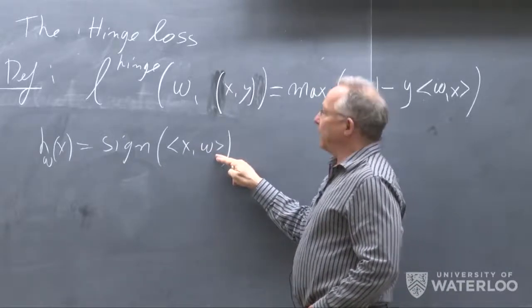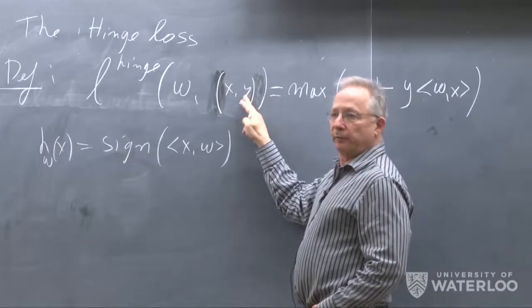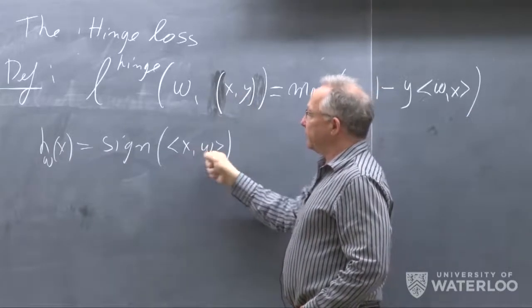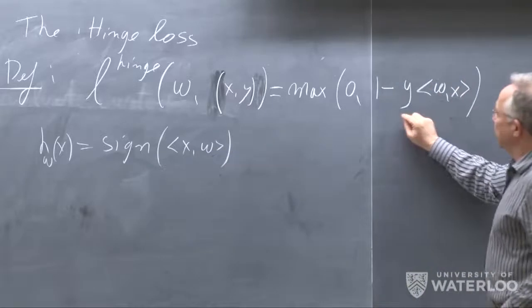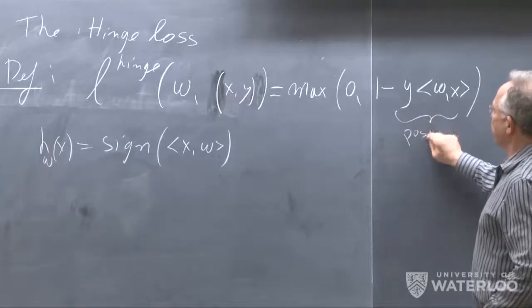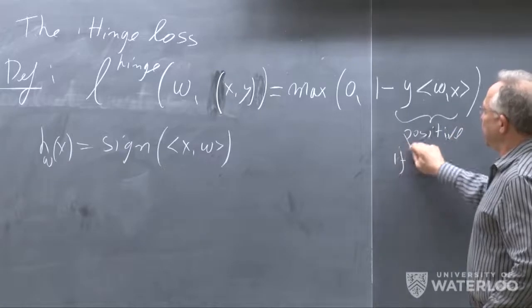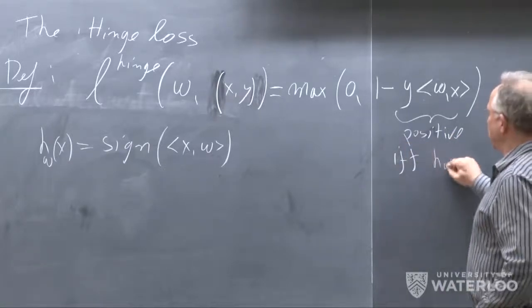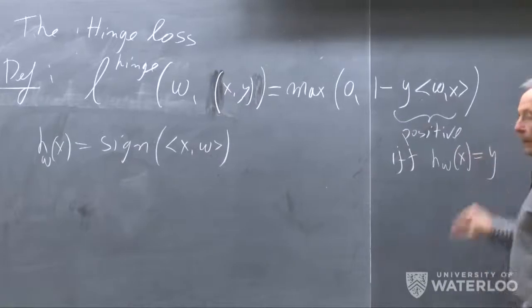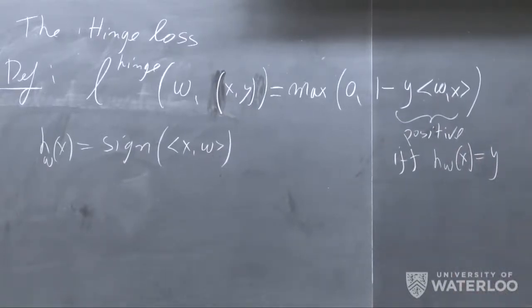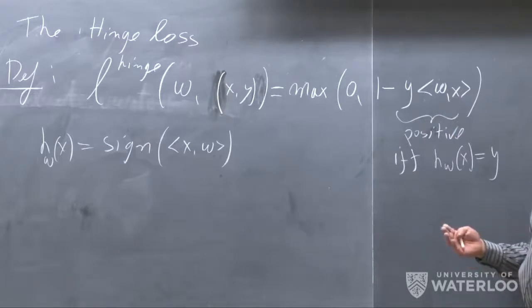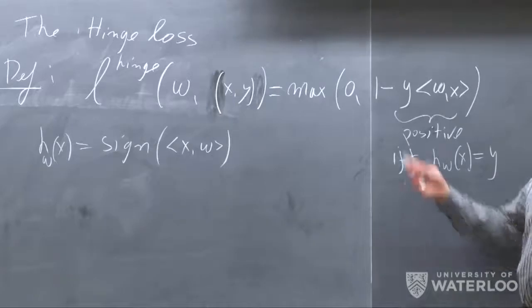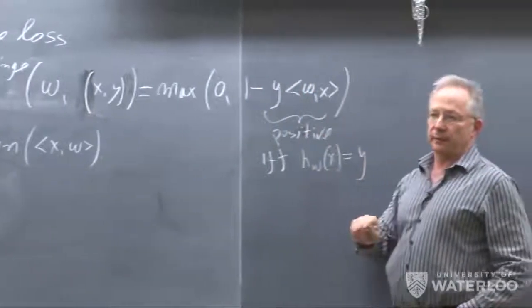So when we are correct, the sign of the inner product of x and w and the sign of y are the same. So when we are correct, this is positive if and only if h_w of x equals y. So when this is positive, our loss is going to be less than 1. If this is negative, our loss is going to be more than 1, because we are taking 1 minus something which is negative.